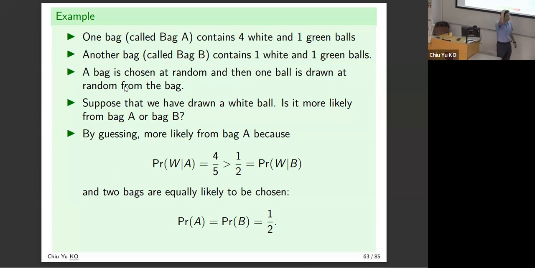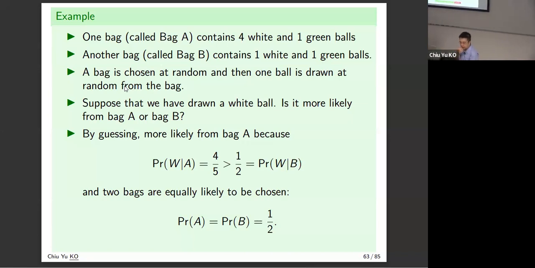The question is, now you have drawn a white ball from this process, right? The process is: close your eyes, choose a bag, and once you choose the bag, draw a ball from it. And the question is, after this, if you have a white ball, which bag does it come from, right? And some of you may think, okay, since you close your eyes, then it must be equally likely that it's good.